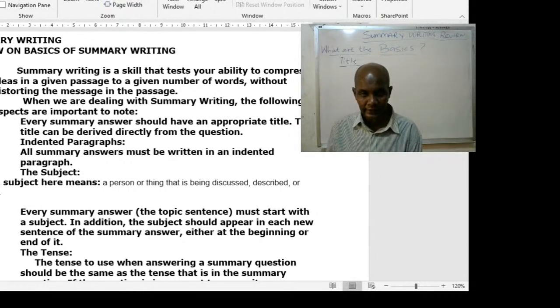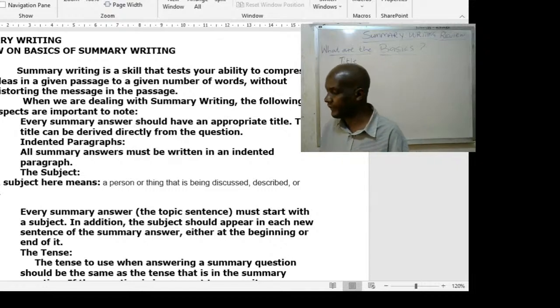Also, the title must be above the paragraph. It must be centered, and you must underline the title.